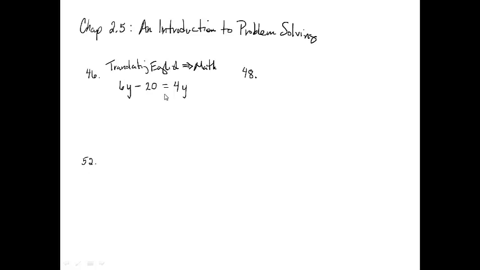And then it says find the number. Okay, so how do I find the number? I just need to solve this equation for y, which is my unknown variable. So let's see here. I have 6y minus 20 equals 4y.